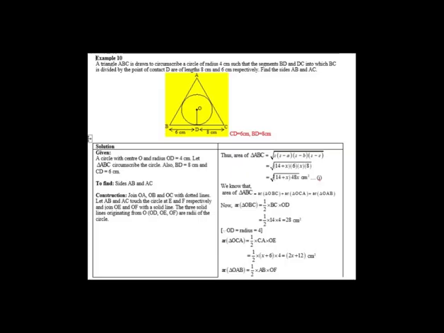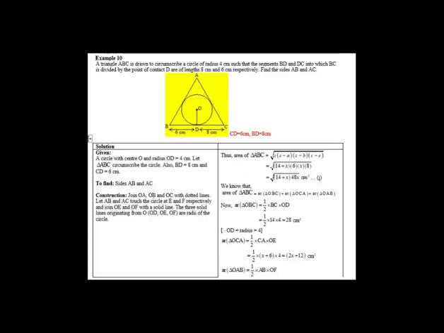Example 10. A triangle ABC is drawn to circumscribe a circle of radius 4 cm such that the segments BD and DC into which BC is divided by the point of contact D are of lengths 8 cm and 6 cm respectively. Find the sides AB and AC.